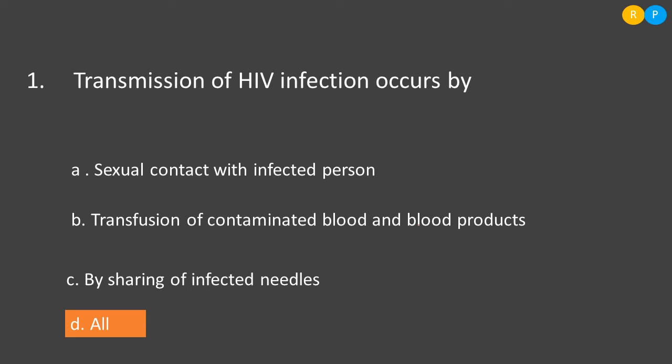Option C, by sharing of infected needles. So this is also right because when the needles used by the infected person are reused by the healthy person, that will spread the virus. Clear, right? So reusing of the needle used by the infected person will also spread the infection. So option A, B and C, they are the correct way of transmission of HIV infection. So the correct option here is option D, all.